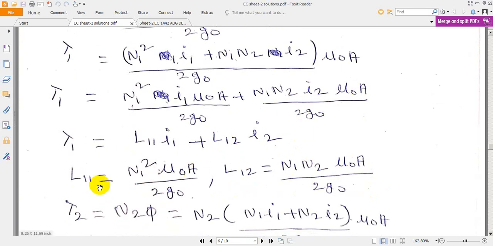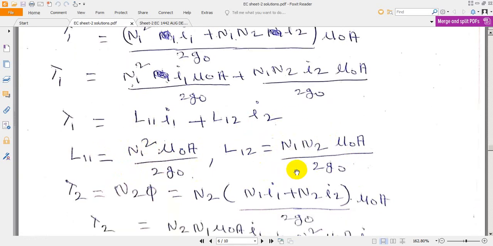We call this parameter L11 self-inductance, and we call this parameter L12, which has the effect of the number of turns on the first winding and the number of turns on the secondary winding, mutual inductance. This is the effect because of two windings. This is the effect because of only a single winding. So we call this self-inductance and we call this mutual inductance.